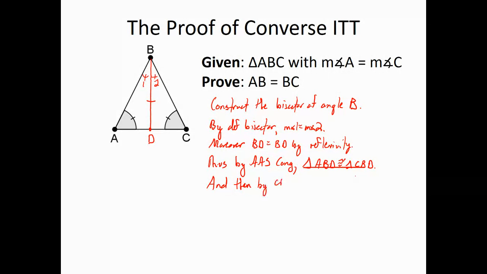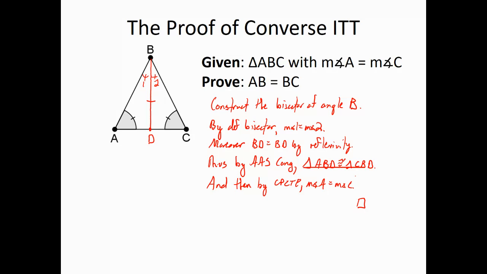And then by CPCTE, which again means corresponding parts of congruent triangles are equal, it follows that the measure of A is equal to the measure of C. And with that, the proof is complete. It might be instructive here as we finish up to compare this to the proof of the ITT. In the proof of the ITT, we dropped in the angle bisector as we did here. Then we proved triangles congruent by SAS, and then we used CPCTE to get a pair of equal angles. Here, we dropped in the angle bisector, and then we proved two triangles congruent by angle, angle, side, and then we used CPCTE to get a pair of sides equal.